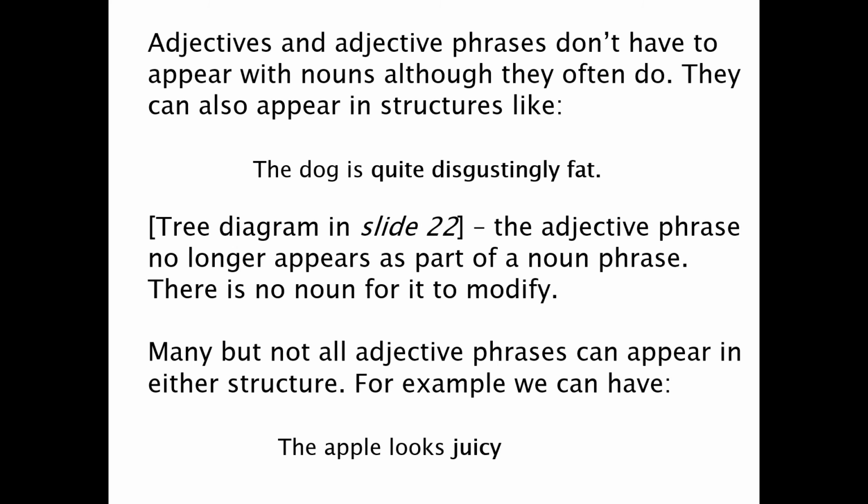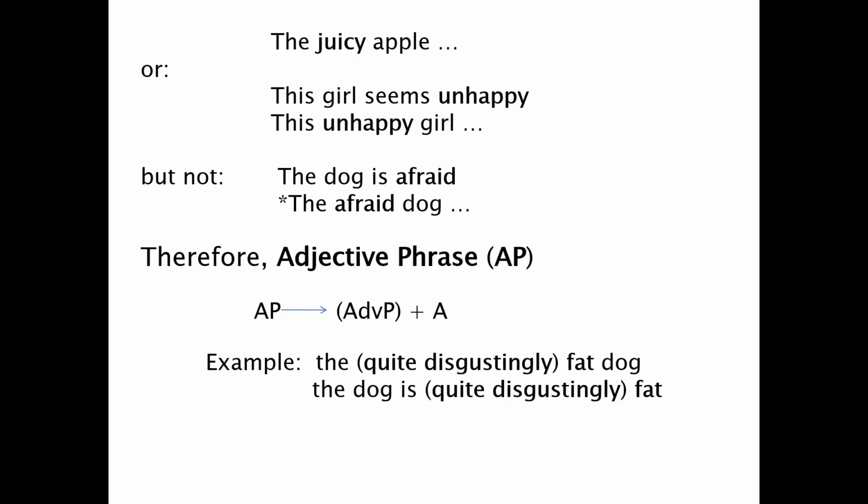I would say that tastes good. It smells good. As you see, good is in final position, and it can be preceded by a noun. Okay, it smells good. The juicy apple: I saw the juicy apple. I ate a juicy apple. Well, this apple is juicy. The girl seems unhappy. This unhappy girl.